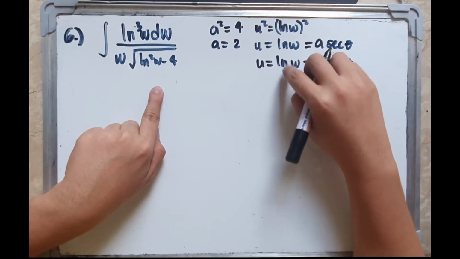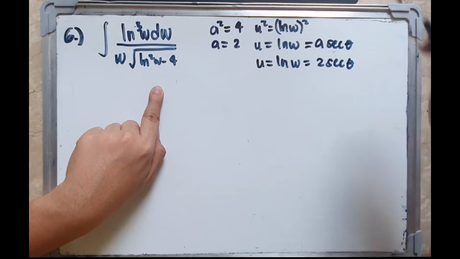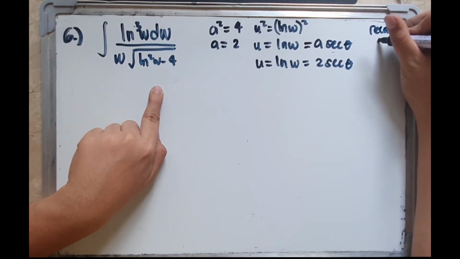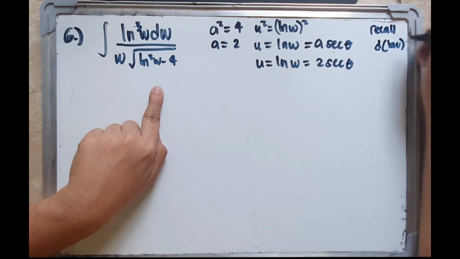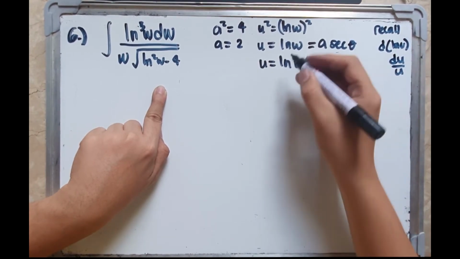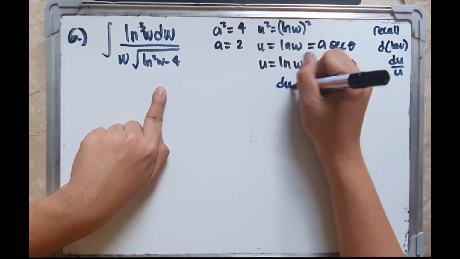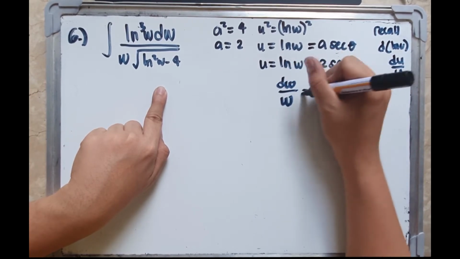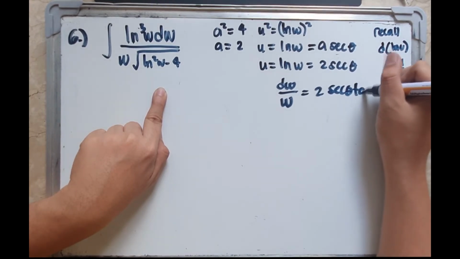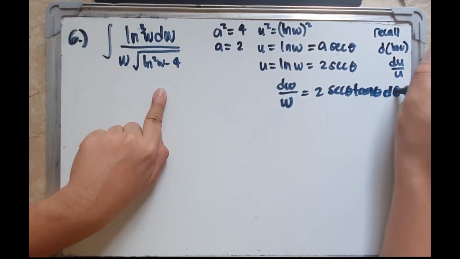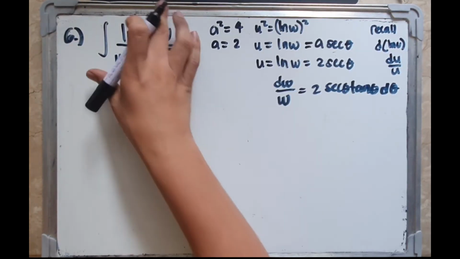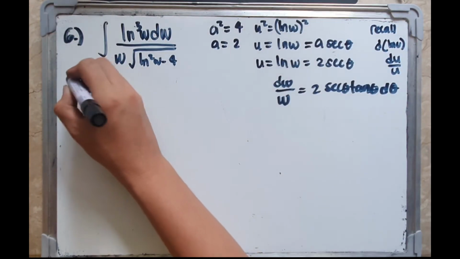Deriving u, deriving ln u, recall the derivative of ln u, that is du over u. So this is dw over w, and the derivative of secant is secant theta tangent theta d theta. Okay, so let's try to rearrange this one so that we could substitute.